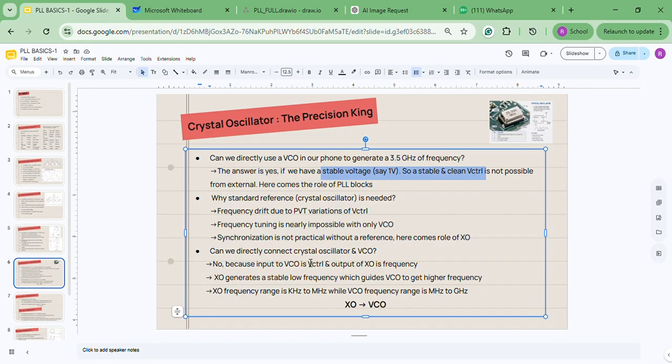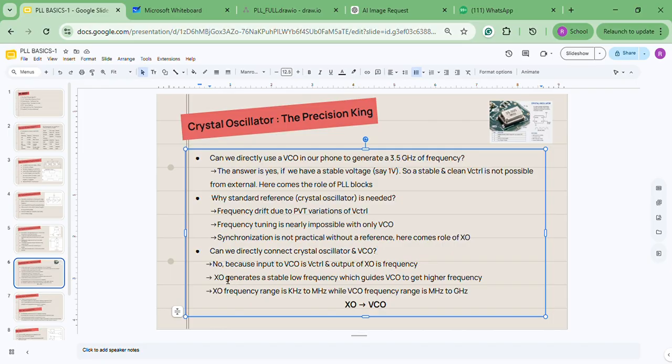So our first question was, can we now have a crystal oscillator and VCO? The crystal oscillator is the reference for the VCO. So my question is, can we directly use only a crystal oscillator and VCO? No, because the VCO's input is a control voltage, but the output of the crystal oscillator is a frequency. We need the input to the VCO as a voltage, and frequency cannot be fed to the VCO.